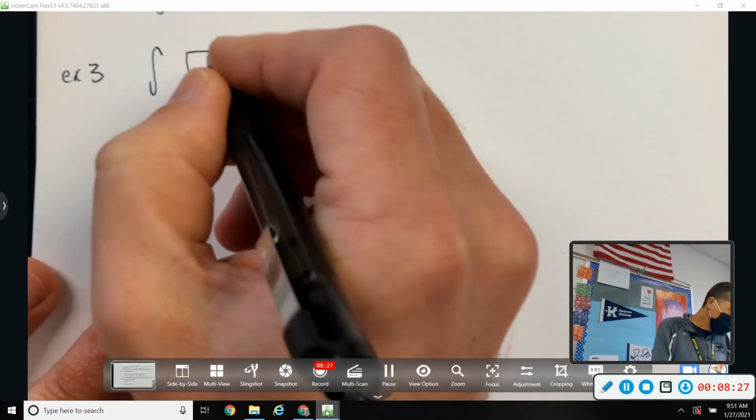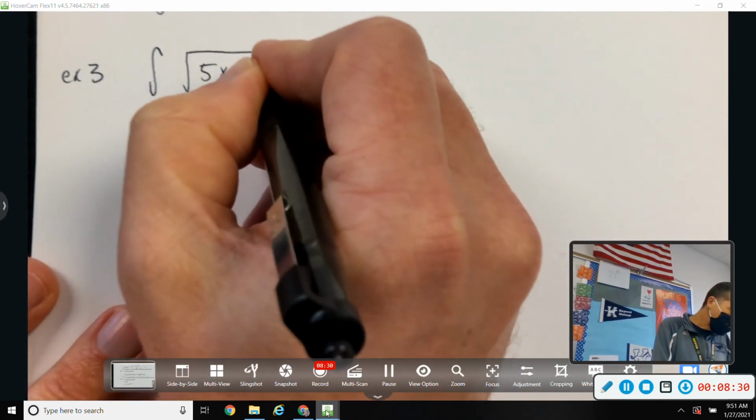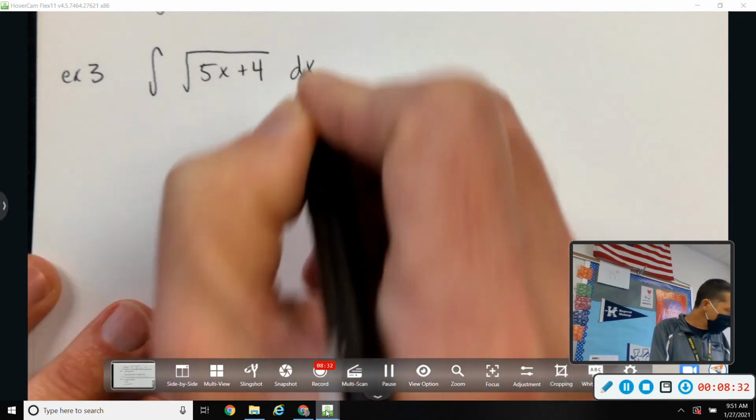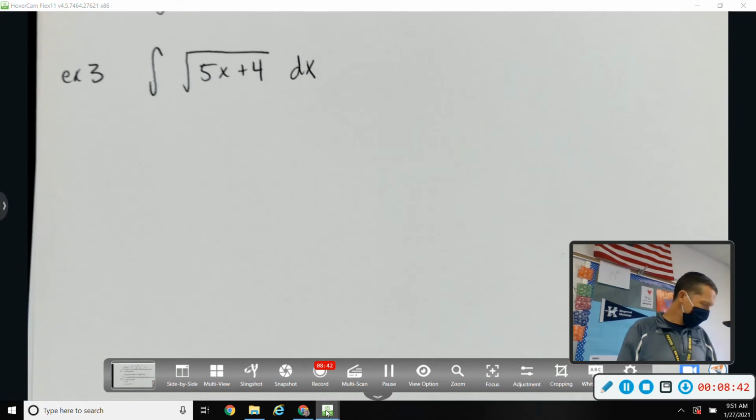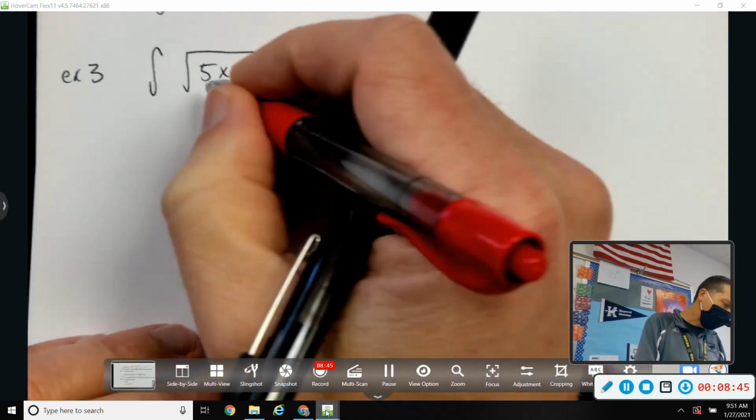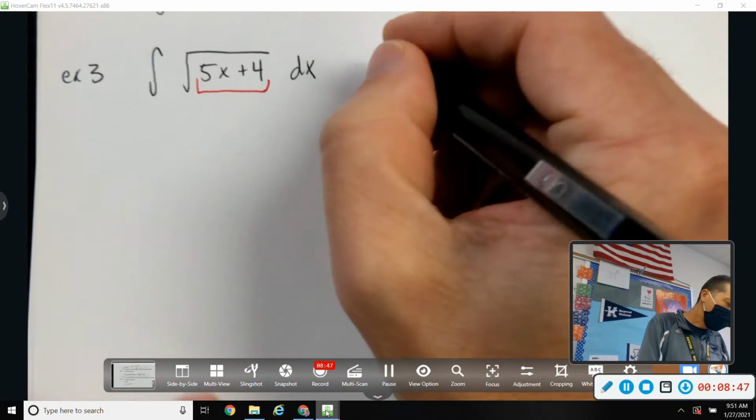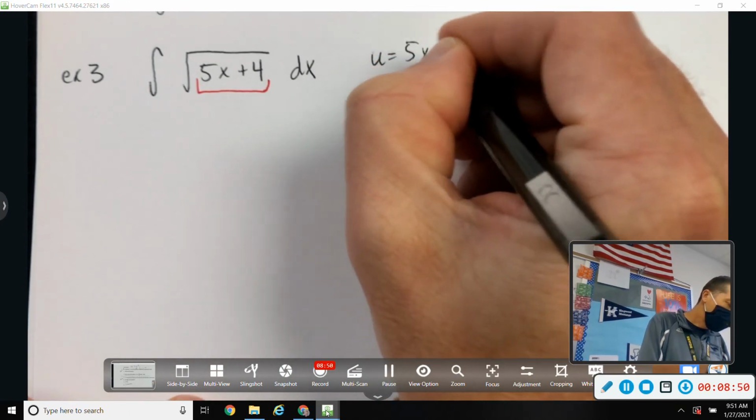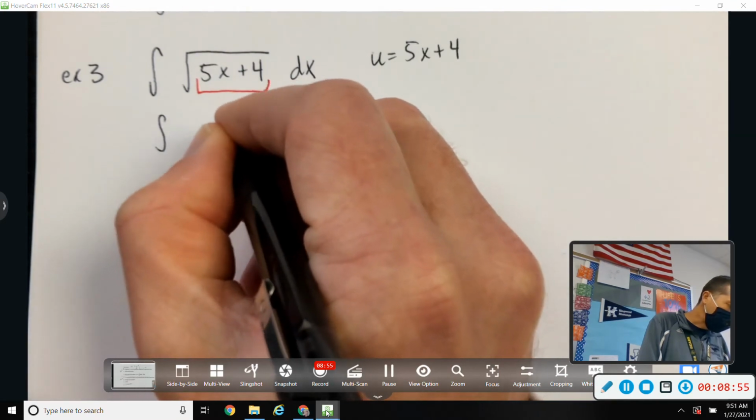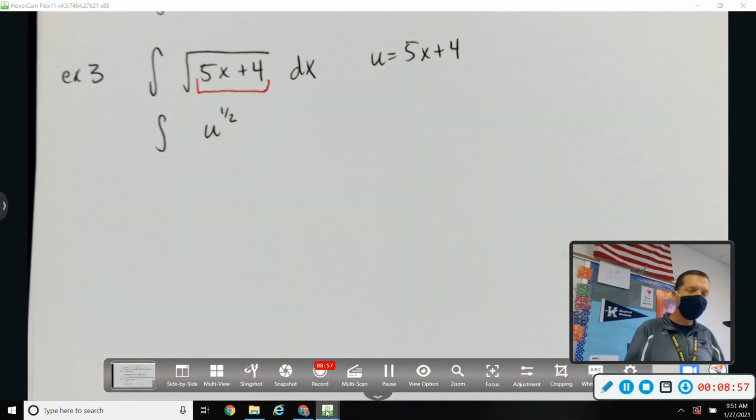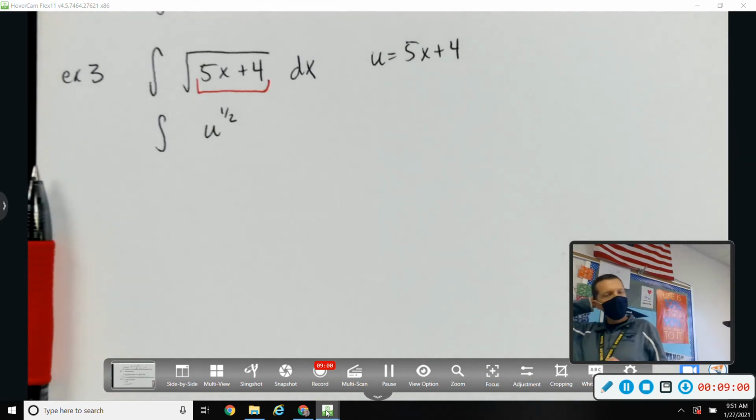Integral of the square root of 5x plus 4 dx. Thoughts on what u should be? Yeah, let's let u be 5x plus 4. And I'm going to rewrite that as u to the 1/2 because that just makes things a little bit easier. Why don't you see if you can take it from there?